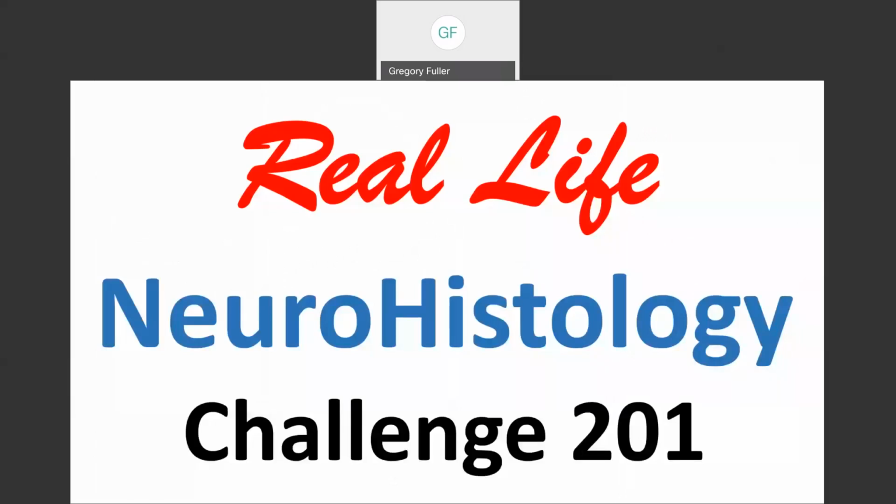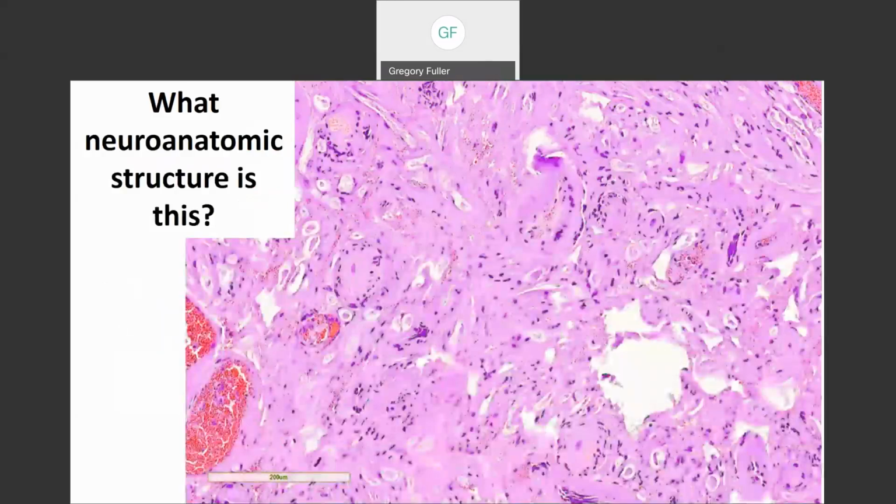Okay, this is a feature that I introduced into our event. I think it was last week, or not last week. We didn't meet last week. Real life neurohistology. All right. So, question: what neuroanatomic structure are we seeing here in this real life? This is what you're going to see if you are a physician, a surgical pathologist. You're not going to see the stuff that Leo Ballister and I put in histology for pathologists.